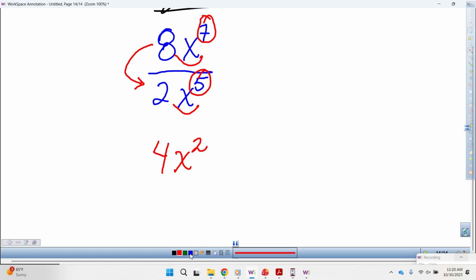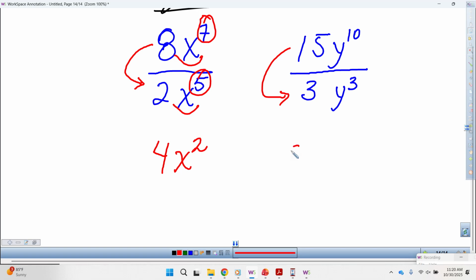Let's do another one. 15y to the 10th over 3y to the 3rd. What is 15 divided by 3? 5. Are these the same variables? Yes. So therefore, what happens to the exponents? Subtract, so it's 7.